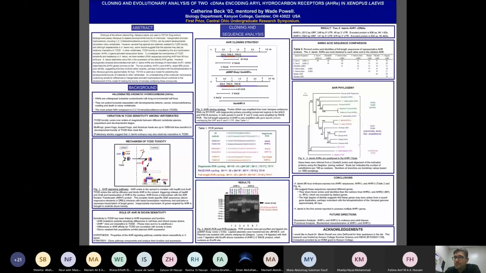Okay. So here's molecular biology, so that's a little bit more up my alley, okay? And so again, what can you tell me about this poster?